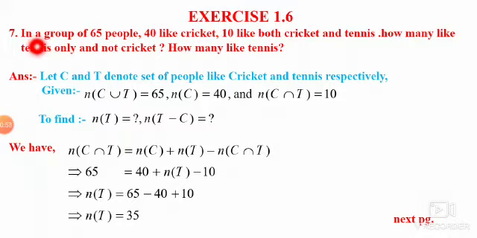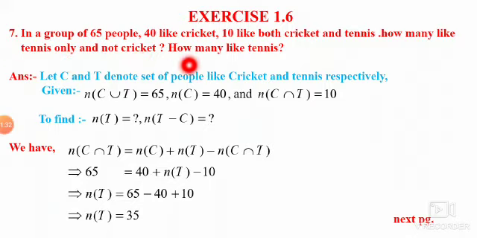Let me begin with the seventh question of exercise 1.6. In a group of 65 people, 40 like to play cricket, and 10 like both cricket and tennis. How many like tennis only and not cricket? Dear students, you have to find the people who like only tennis but not cricket.